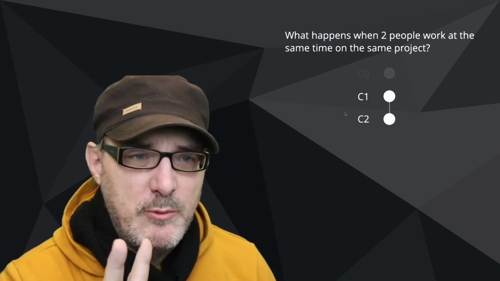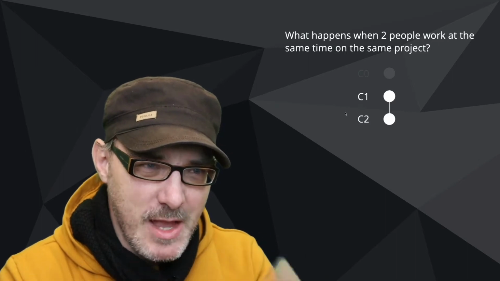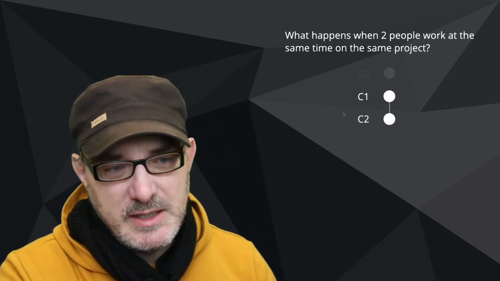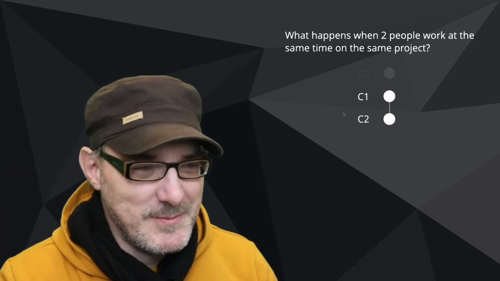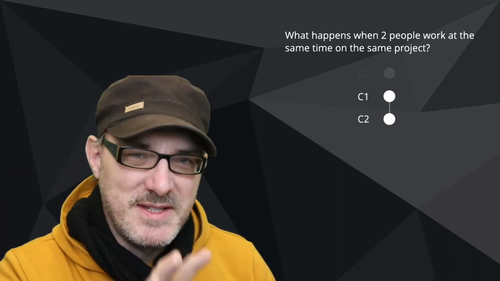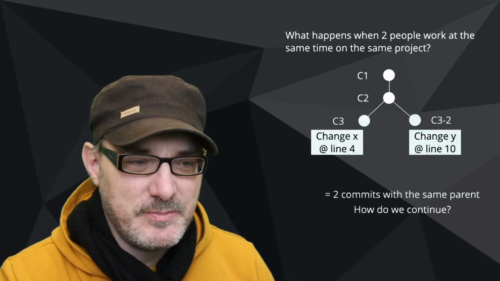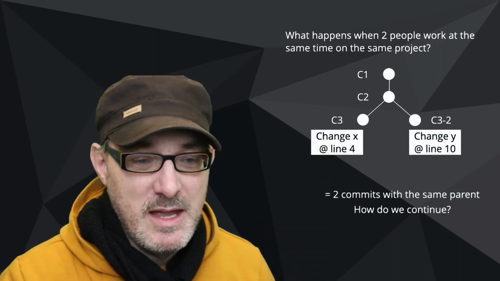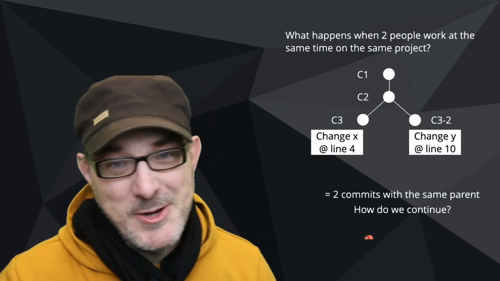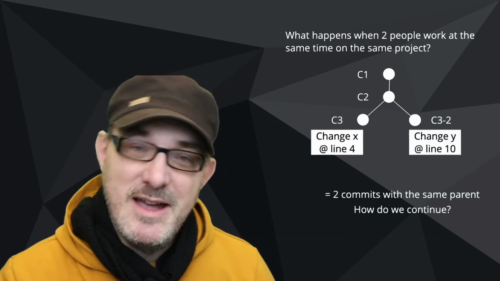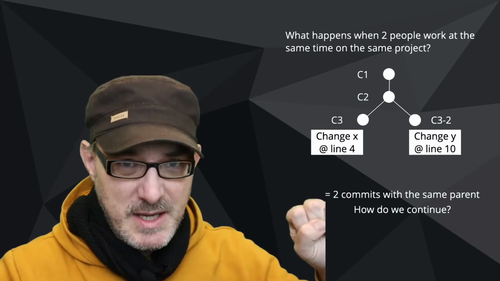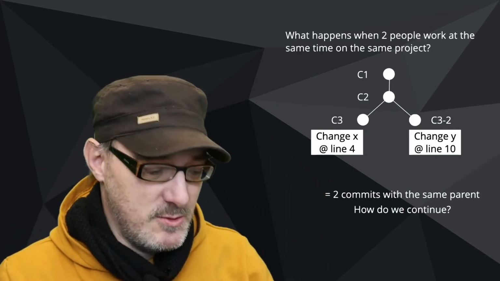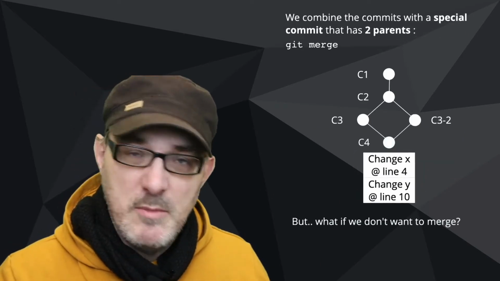What happens when 2 people work at the same time on the same project? Let's say we're all working on this file here. I don't know which file, it doesn't matter. And we're all at the same stage at C2. Now, I want to do change X at line 4, and my friend Bob, who I'm working with, wants to do change Y at line 10. We've both created commits that have the same parent. How do we continue? Well, we can merge our work together.